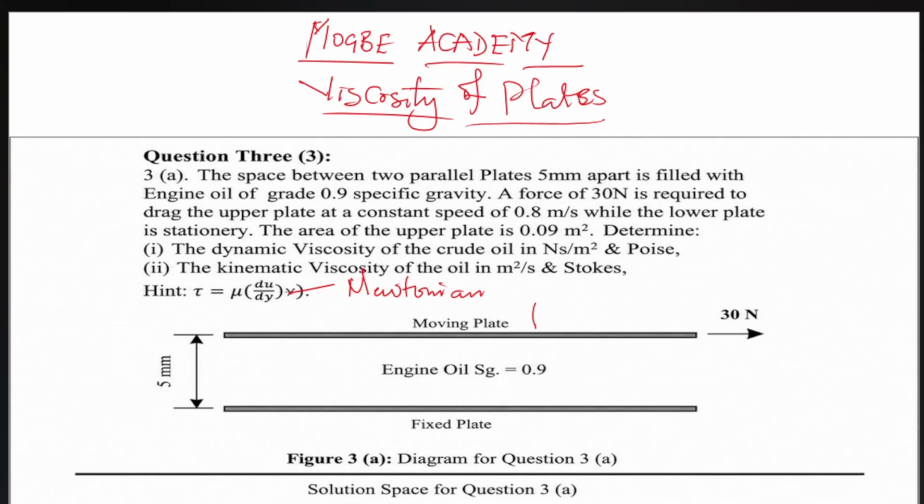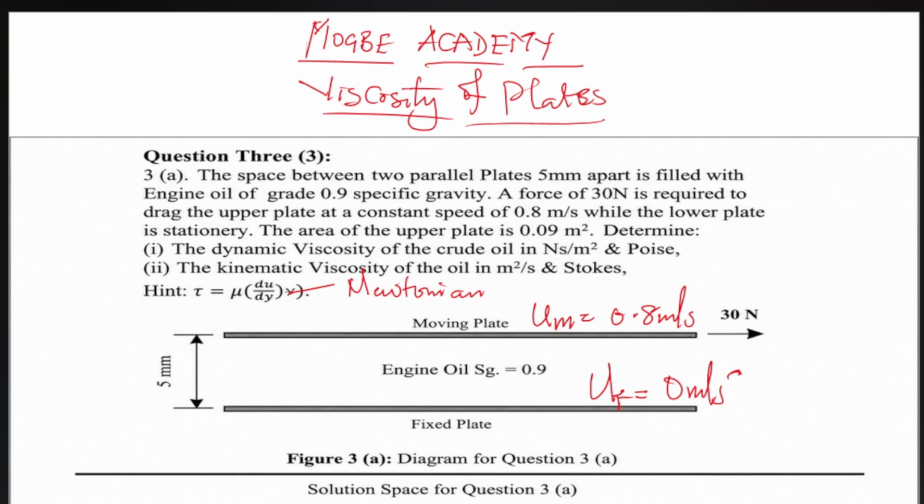So if you are pulling this plate to this side, the velocity of this plate, which is u moving, will be equal to 0.8 meter per second. We know that our u fixed, which is our fixed velocity, will be 0 meter per second. Are we together?